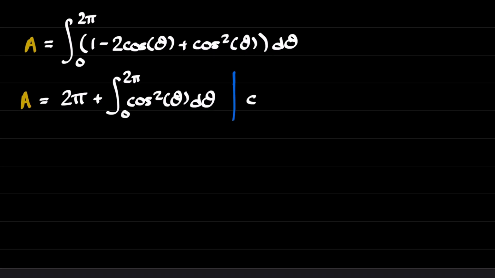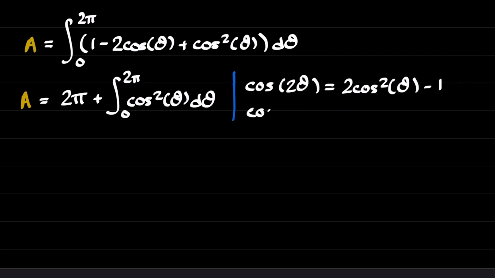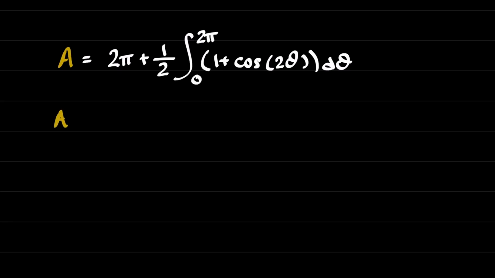How do we actually integrate cosine squared of theta? Well, a double angle identity for cosine is that cosine of 2 theta equals 2 cosine squared of theta minus 1. We can solve for cosine squared of theta in terms of cosine of 2 theta. If I go ahead and move this up, we can add 1 to the other side and then divide by 2. And from that we get that cosine squared of theta is equal to cosine of 2 theta plus 1, all divided by 2. Alright, awesome.